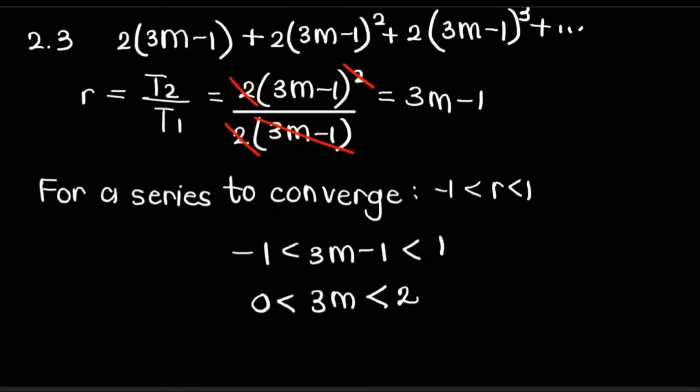The last thing we're going to do is divide throughout by 3. Now 0 divided by anything is 0. If we divide the middle by 3, the 3's cancel out. We now have m alone. And on the right hand side, 2 divided by 3 will just stay as 2 over 3. So these are the values of m. m lies between 0 and 2 over 3. That means that m can be any value between 0 and 2 over 3. As long as we have a value of m within this range, it will allow this given geometric series to converge.